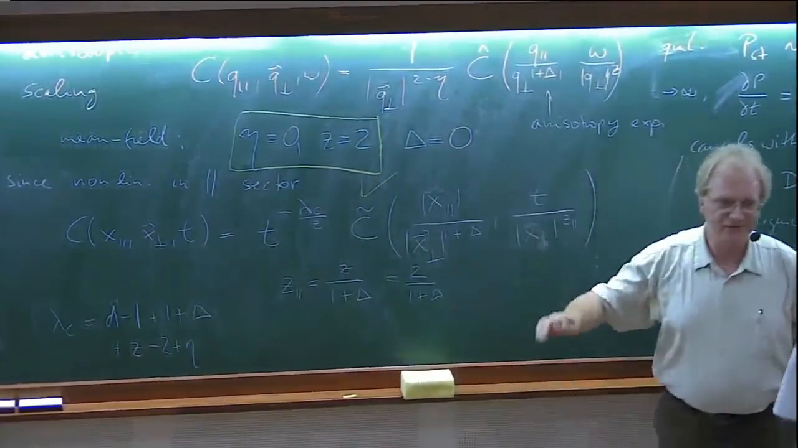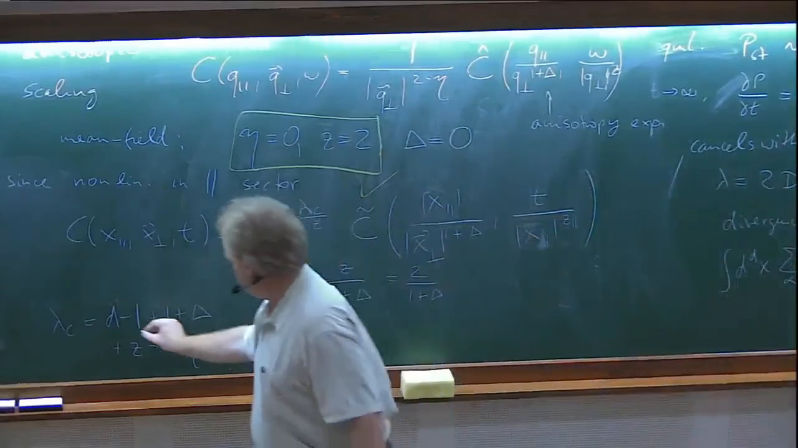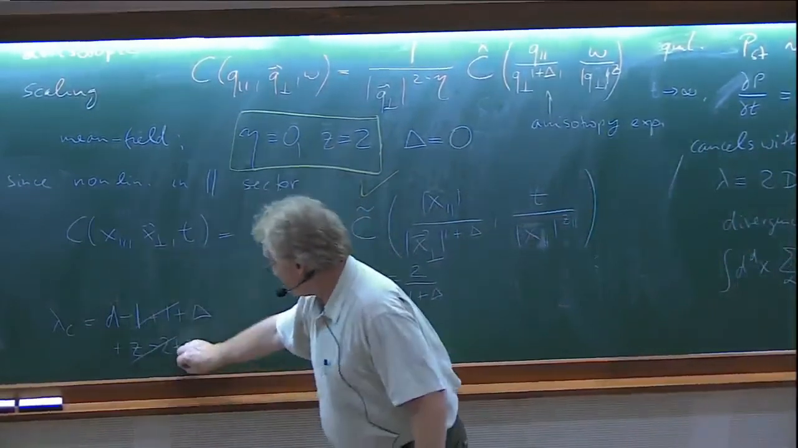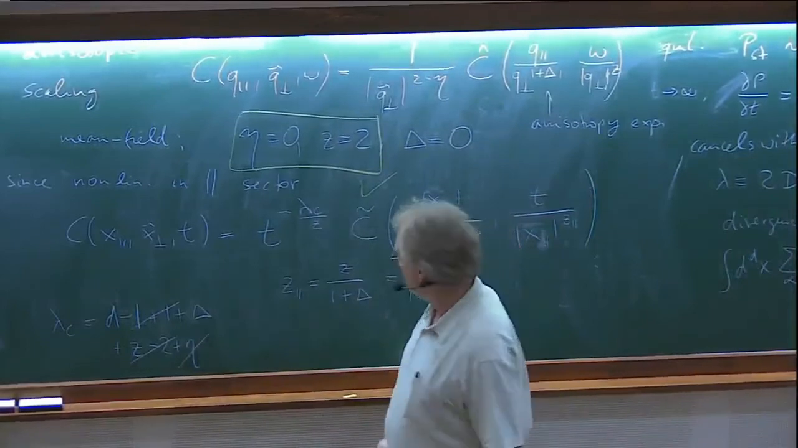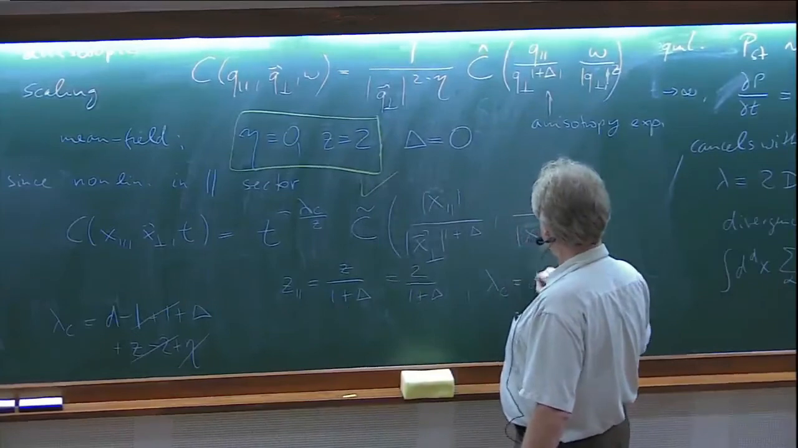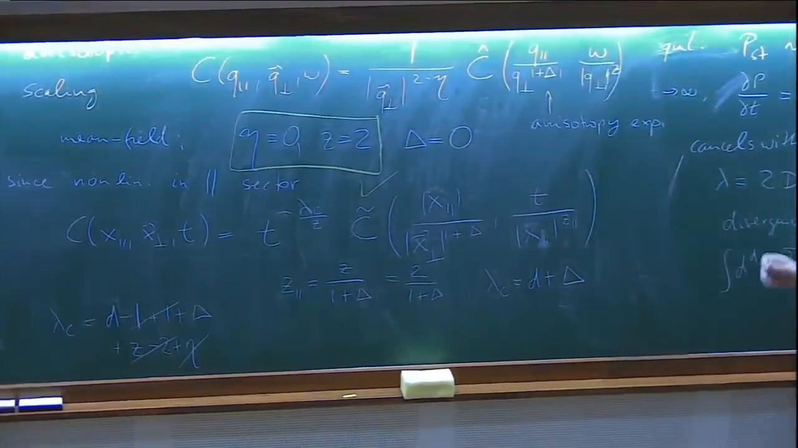If you go through this carefully, this is precisely the values you would find for this. And you see these cancel. C is actually 2, so that cancels. Eta is 0, so that cancels. So this lambda C here is actually just D plus delta. So everything is given in terms of this anisotropy exponent.